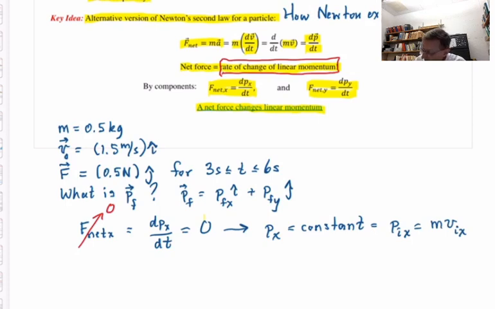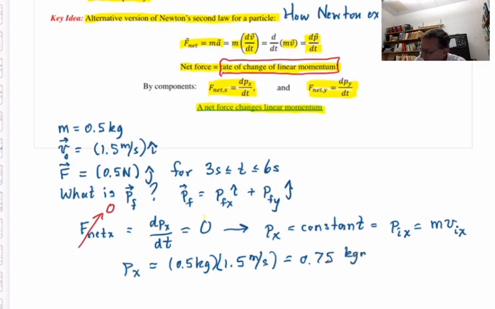All right, let's plug in the numbers because we know that. So p_x is constant. It's equal to the mass, 0.5 kilograms, times the initial x velocity, 1.5 meters per second, and you get 0.75 kilogram times meter per second. That's p_x. It's equal to p initial x, and it's equal to p final x. p_x is constant. That was easy, because there was no x force.